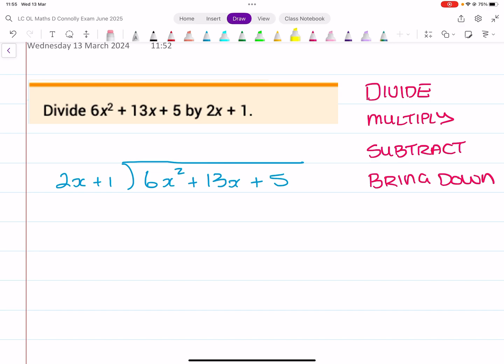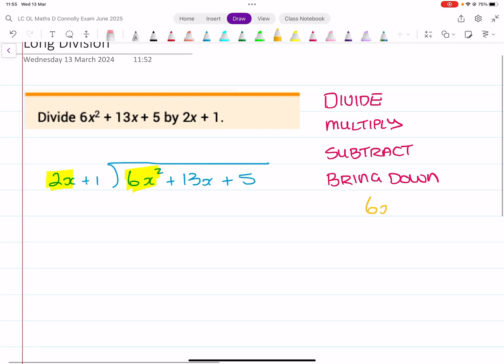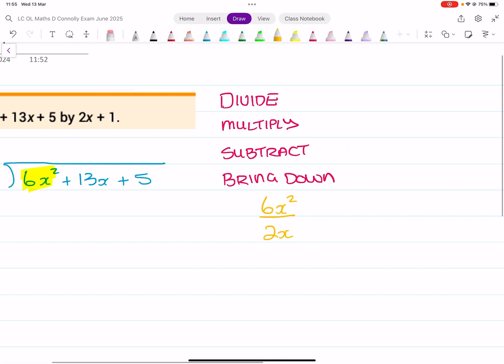So we divide the first thing outside into the first thing inside. I'm going to write it out, but hopefully you'll get the hang of it and you won't have to keep writing it out. So we're doing 6x squared divided by 2x. 6x squared is 6xx, that's what x squared means, divided by 2x. You do the numbers, so 6 divided by 2 is 3, and then this x cancels this x, so you have 1x left behind.